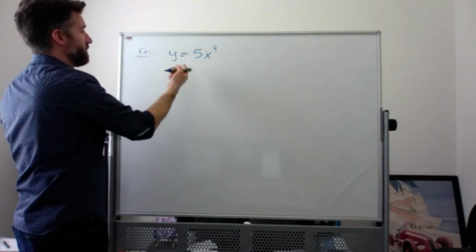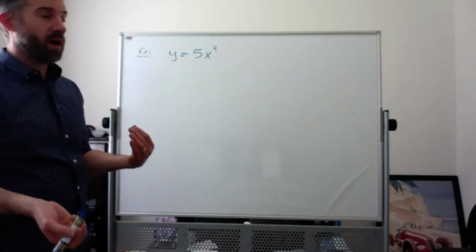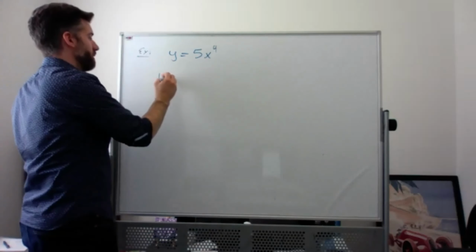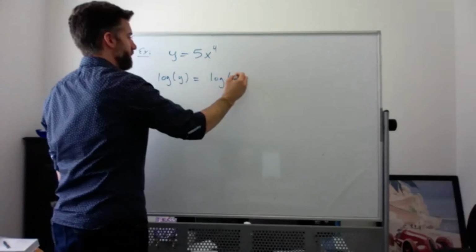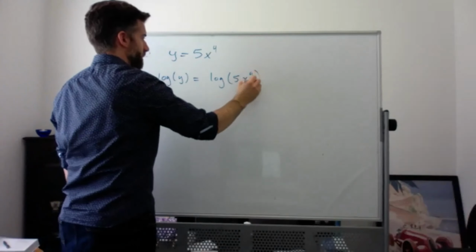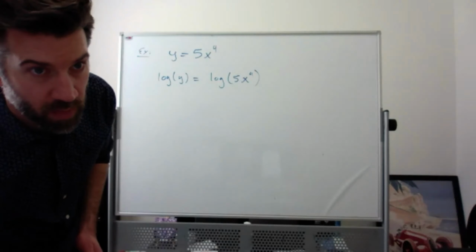So for this one here, if you want to see how this looks, we're still going to take the log of both sides. So the log of y equal to log of 5x to the 4th. And I'm going to use the same rules to break it apart.